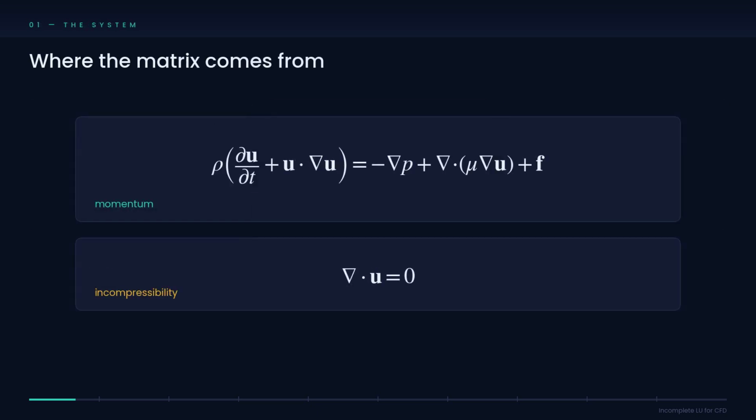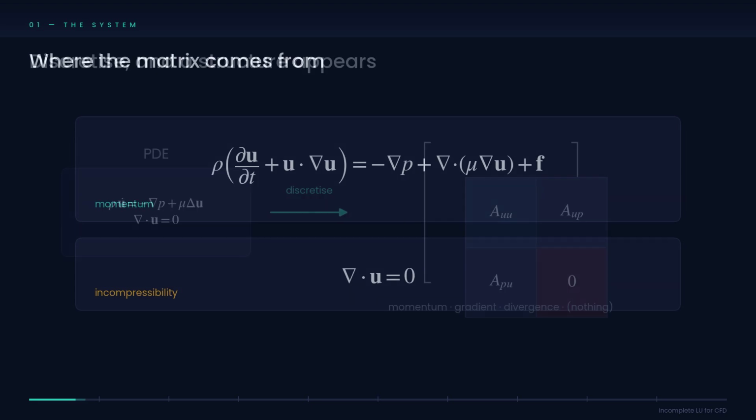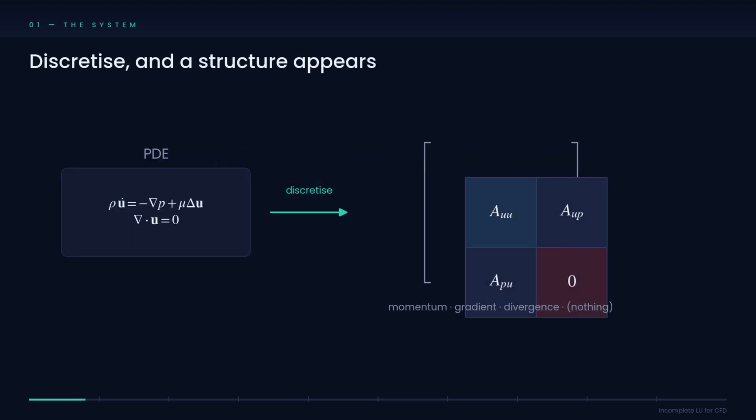Almost every large linear system in fluid dynamics starts here. The incompressible Navier-Stokes equations, momentum balance on the left, and the incompressibility constraint underneath it: the velocity field must be divergence-free. Discretize those equations, finite elements, finite volumes, it hardly matters, and you get a large sparse linear system with a very particular shape.